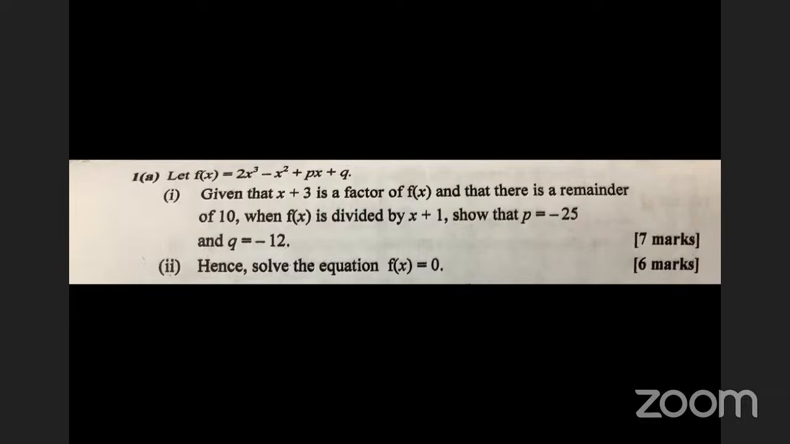Right, what I was saying there. So x plus 3 is a factor, so it means that f of minus 3 is equal to 0. And then there's a remainder of 10, so it means that f of minus 1 is equal to 10. You're going to get two equations that you'll solve simultaneously.